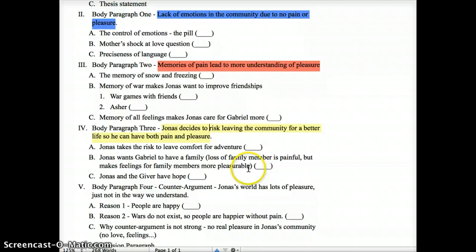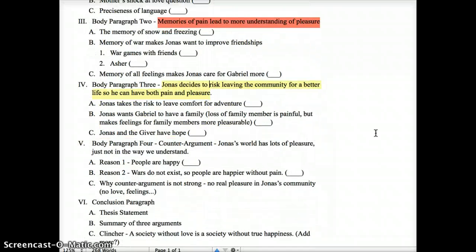That was my interpretation of Jonas and Gabriel's relationship. So I put the page number as to where I had that thought. And finally, Jonas and the Giver have hope. They both know that there are painful things, or there could be painful things elsewhere, but they can maintain hope in this idea of pleasure. So really, the fact that they experience pain leads them to have more hope for pleasure.